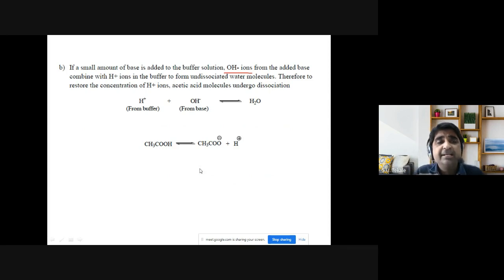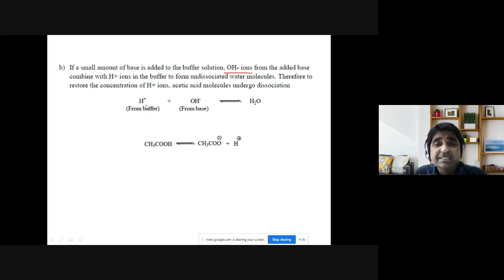If we add some base to this buffer solution, the OH minus ions from the added base will combine with the H plus ions present in the solution and form neutral water molecules. And if this is happening, the dissociation of acetic acid increases to again restore the concentration of H plus ions. Meaning the concentration of H plus ions is getting maintained.